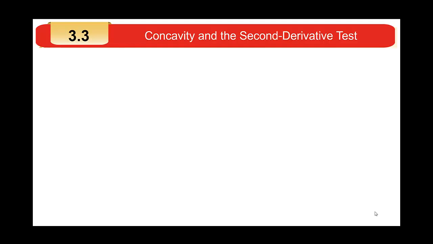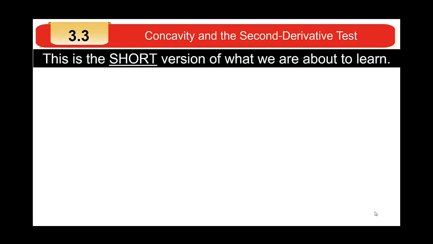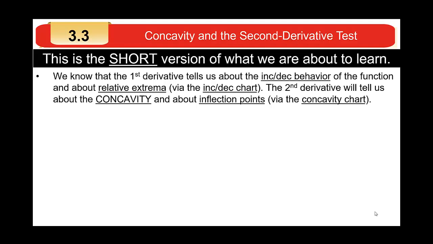I thought I'd begin this discussion with what I might call the short version of what we're about to learn. It's just something that might help you put this all in context and hopefully show you how what we've done earlier is very much related to what we're going to learn here. In particular, we know that the first derivative tells us all about the increasing-decreasing behavior of the function and its relative extrema via what we learned to put together and call the increasing-decreasing chart.